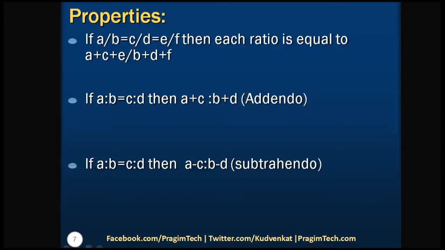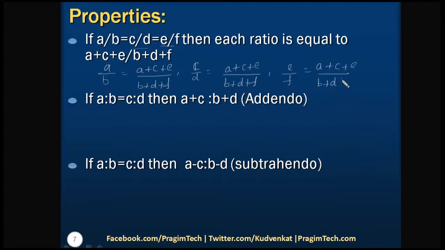Let's look into some more properties. If a by b is equals to c by d, that is equals to e by f. That is, when we are considering 3 ratios, then each ratio is equals to a plus c plus e by b plus d plus f. That is nothing but a by b will be equals to a plus c plus e by b plus d plus f. That is sum of antecedents as a ratio of sum of consequents. Even c by d is also equals to a plus c plus e divided by b plus d plus f. And e by f is also equals to a plus c plus e divided by b plus d plus f, right?